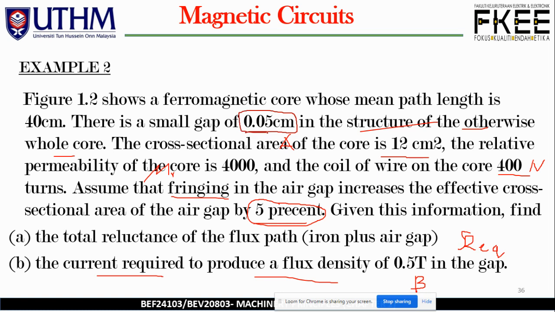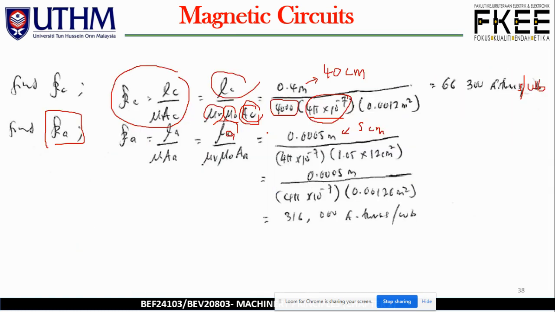Okay, the length or the mean path length of the air gap. So 0.05 centimeter here, let me correct, 0.05 centimeter. So once you convert into meter, again you need to divide by 100. So dividing by 100 giving 0.0005 meter, over mu R, mu naught A.